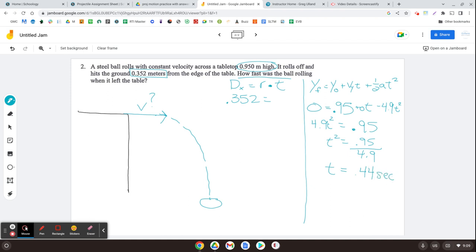Okay, all right, good. Now look, we know our distance. We don't know our rate. We do now know our time. So divide each side by 0.44, and you get R is 0.8 meters per second. Hope that helps. Boom.